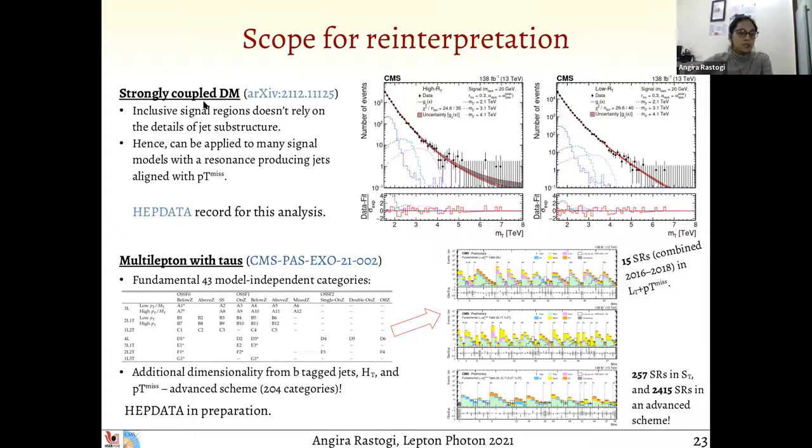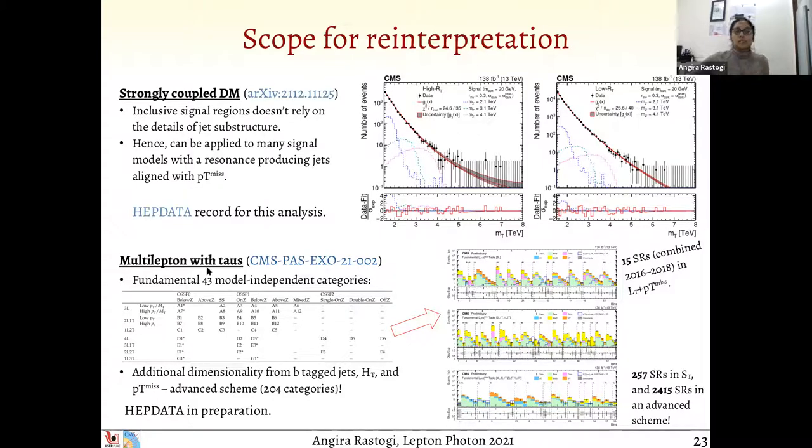First is the strongly coupled dark matter, which has inclusive signal regions as well, without the requirement of semi-visible jets from the BDT. So it doesn't rely on the jet substructure and it can be applied to any signal which has a resonance producing jets aligned with missing energy. Here are the signal region distributions of the MT in the two inclusive signal regions, and all the details can be found in this HEPData record.